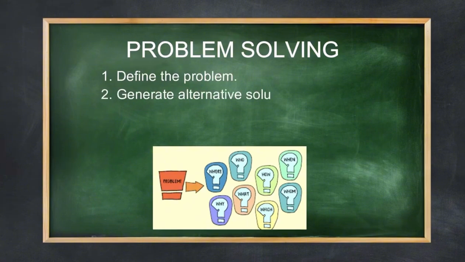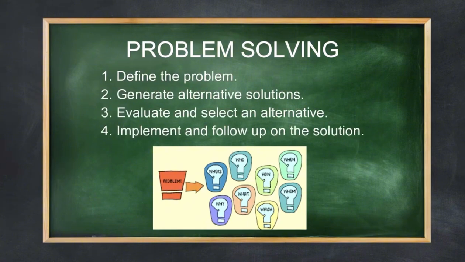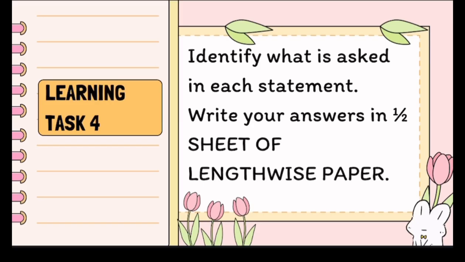According to the American Society for Quality, there are 4 steps in solving a problem. 1. Define the problem. 2. Generate alternative solutions. 3. Evaluate and select an alternative. 4. Implement and follow up on the solution. For learning task 4, identify what is asked in each statement. Write your answers in a 1/2 sheet of lengthwise paper.